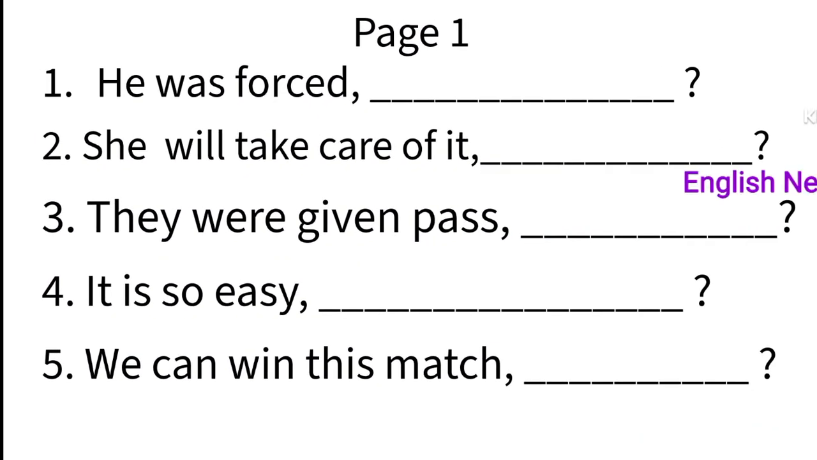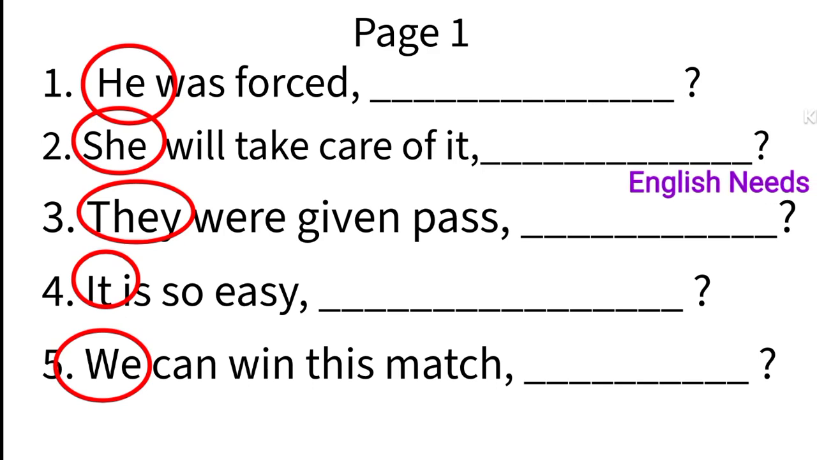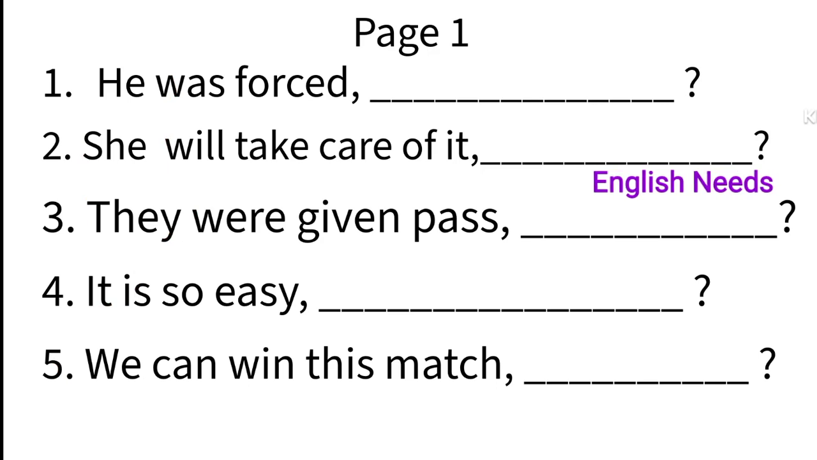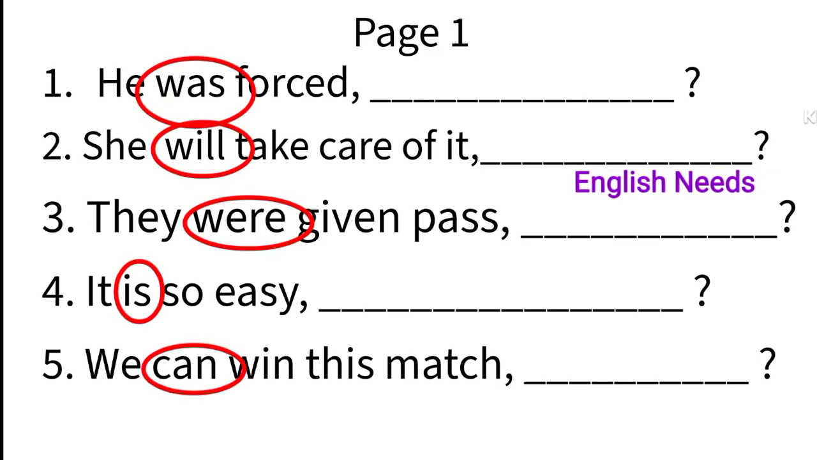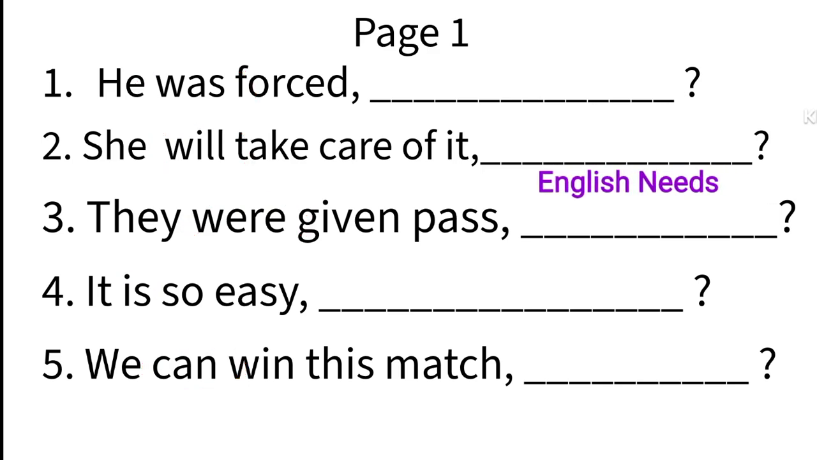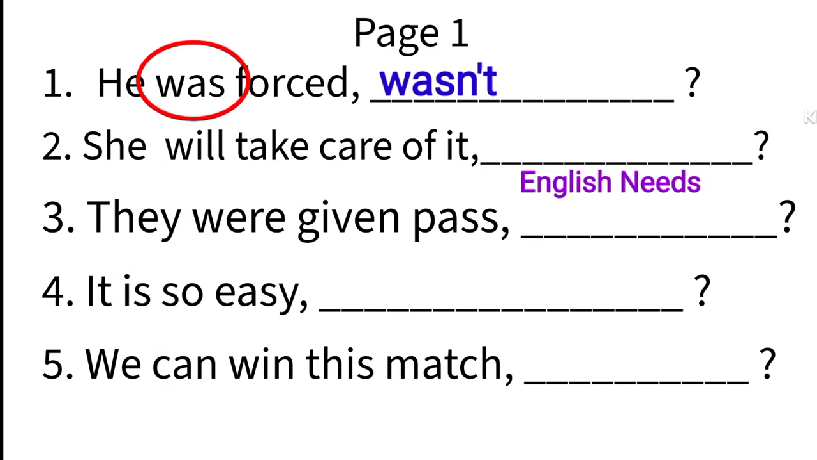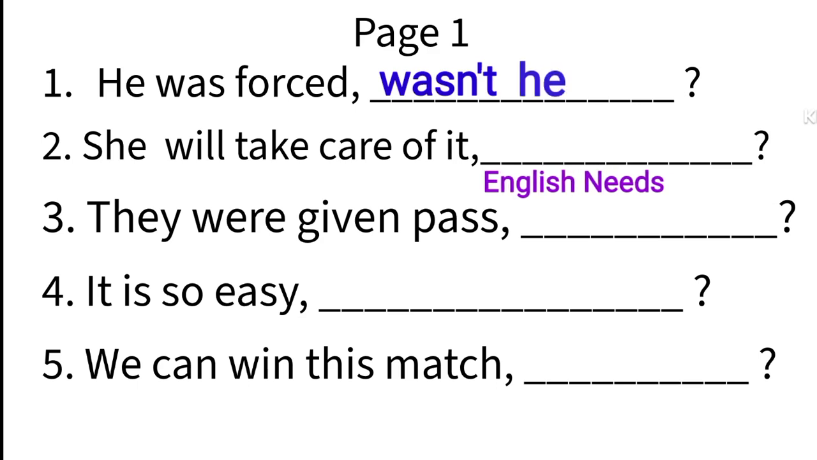All these are positive sentences and the subject in these sentences is already in the pronoun form, and these are the helping verbs in positive form. Now let us write the tags. In the first sentence, was will become wasn't, and the subject he is already in pronoun form. Now our tag is complete.